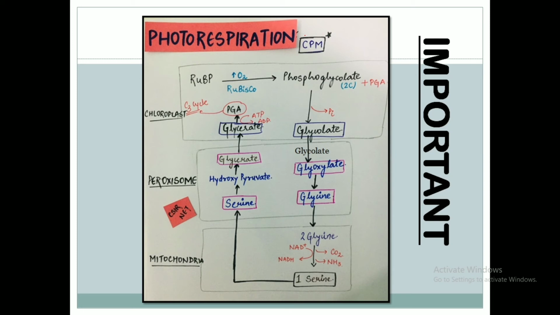The first point to remember is that there are 3 organelles involved in this process. The first one is the chloroplast, then we have the peroxisome, and finally the mitochondria. The code to remember this sequence is CPM. C is for chloroplast, then peroxisome and mitochondria. The next point to remember is the compound which gets transported to the next organelle. So let's discuss the complete process now.